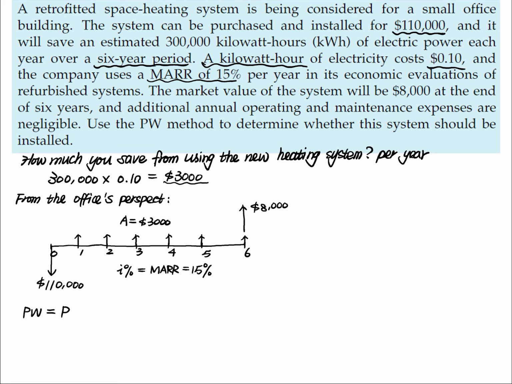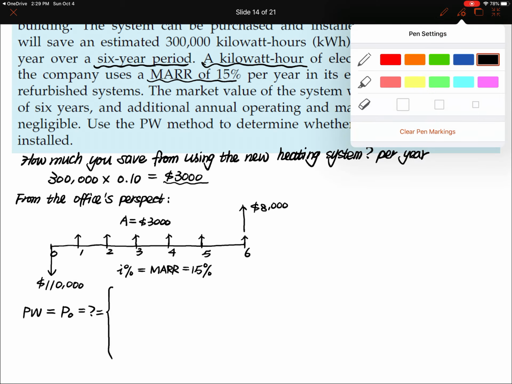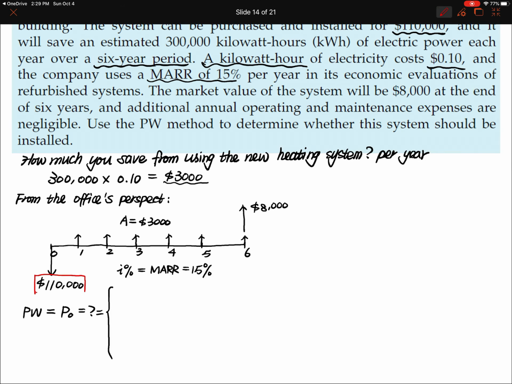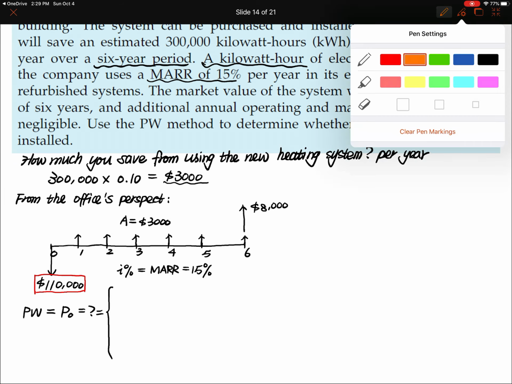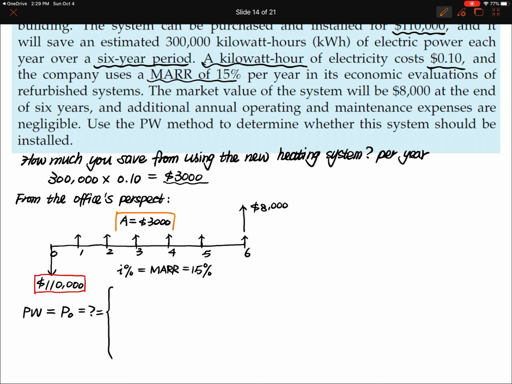And then the same thing, you want to convert all of them back to the present time. So actually your question is, what is the present worth? It equals P0. But what is that? You have multiple cash flows. You need to determine how many parts you need to do. So how many parts? You have a present investment, the first part. You have the annuities, the second part. You have the market value, the receiving in the future, the third part.